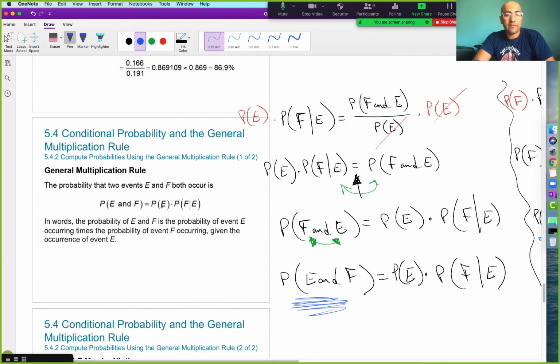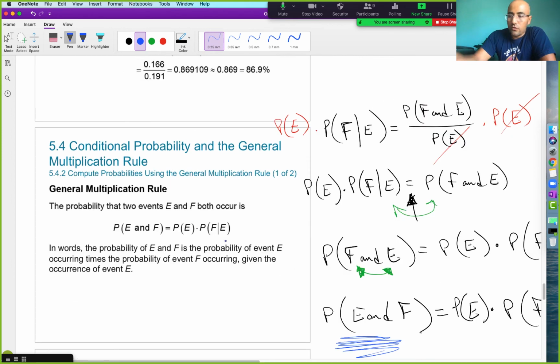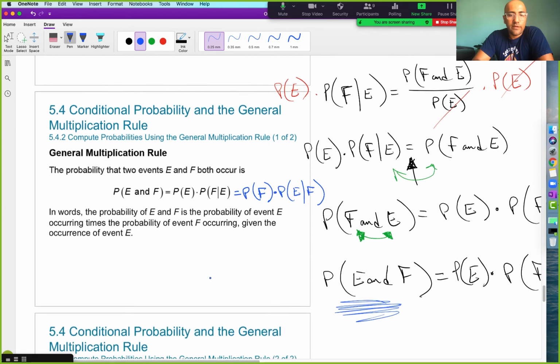The probability of E and F is equal to the probability of E times the probability of F given E. And what we just discovered here is that if we want to, we can also introduce another way of stating this. This is also equal to the probability of F times the probability of E given F. So this and this product both give you the same answer.